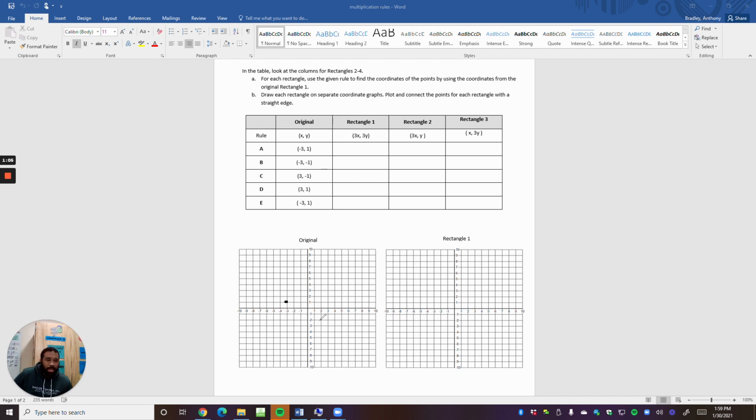Then our next point is -3, -1. So we go 1, 2, 3, and then down 1. After each point, you're going to want to connect these with a straight line. As you can see, that's a little bit difficult on the computer. So I would recommend using your paper for this activity.